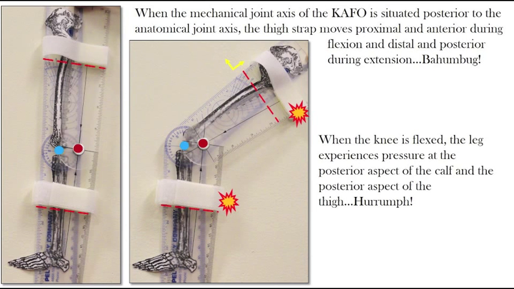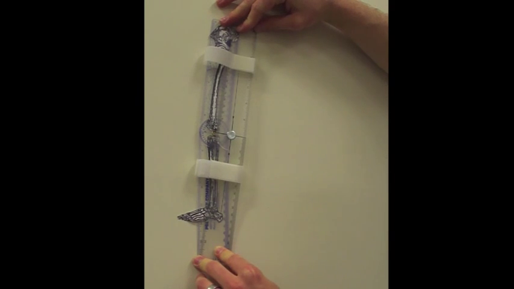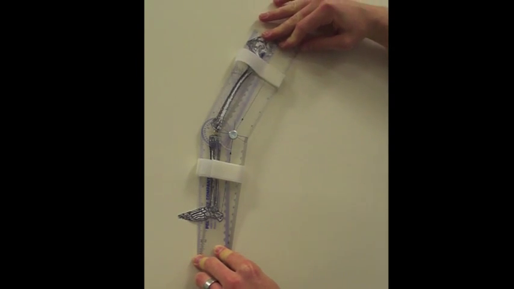When the mechanical axis is situated posterior to the anatomical axis, the thigh strap moves proximal and anterior during flexion and distal and posterior during extension. When the knee is flexed, the leg experiences pressure at the posterior calf and the posterior thigh. Here is a demonstration of the previous information.